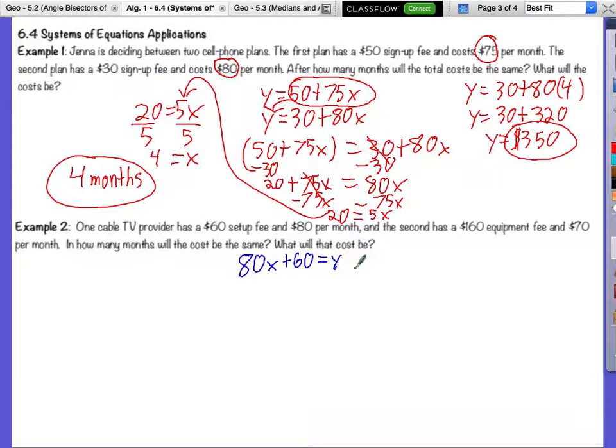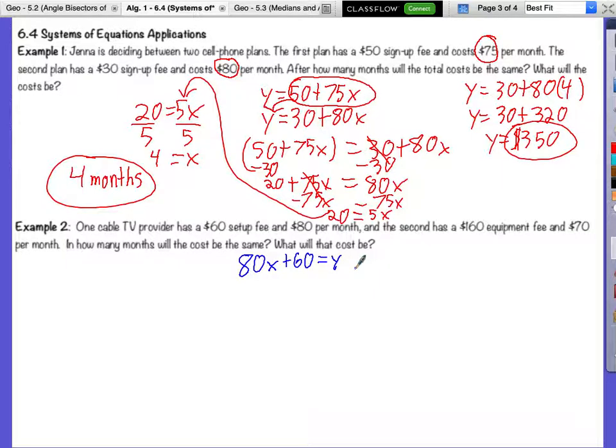So what I want Josh to explain is what this 80 is. The cost per month. So what's x? The number of months. Very good. William, can you explain to me what 60 is? The setup fee. Are we going to have to pay a setup fee every month? Oh, I sure hope not. If we do, then I'm going to be calling them up and complaining because I will be one unhappy customer.